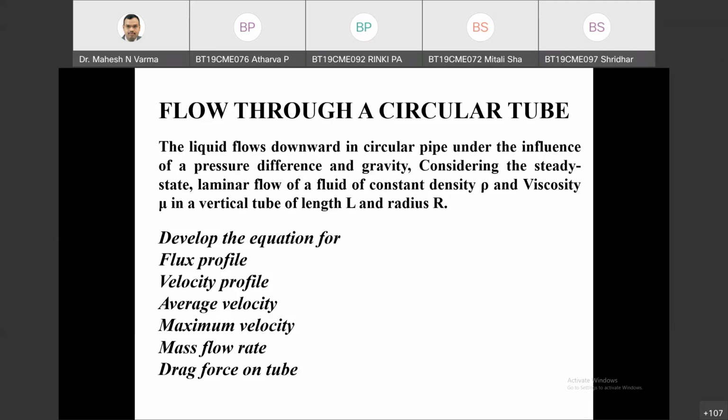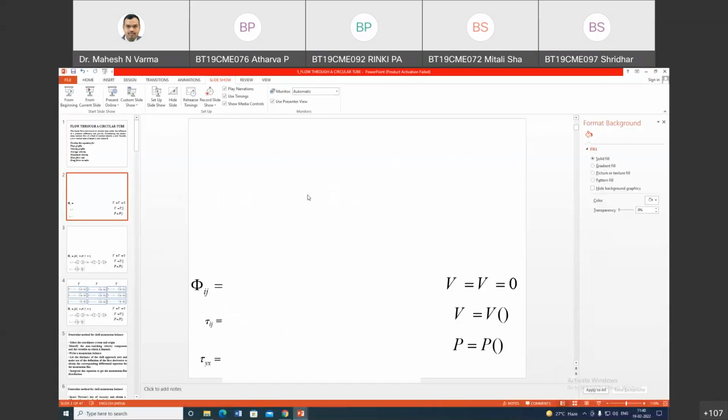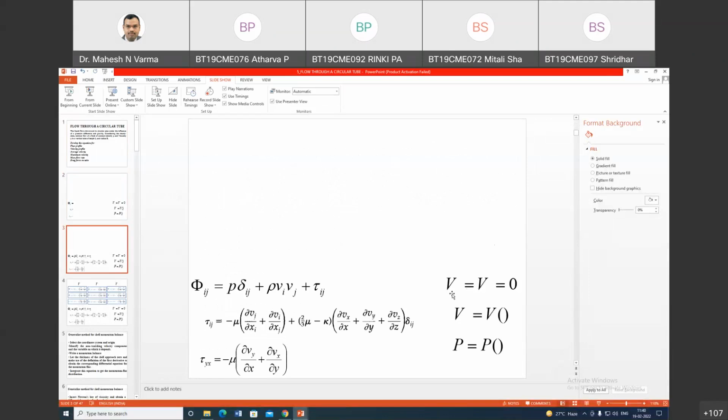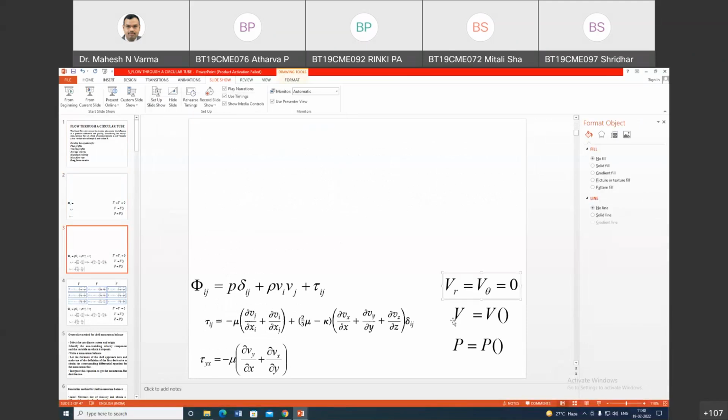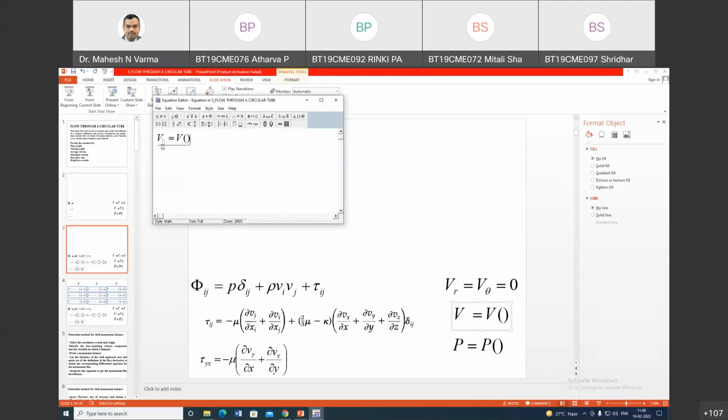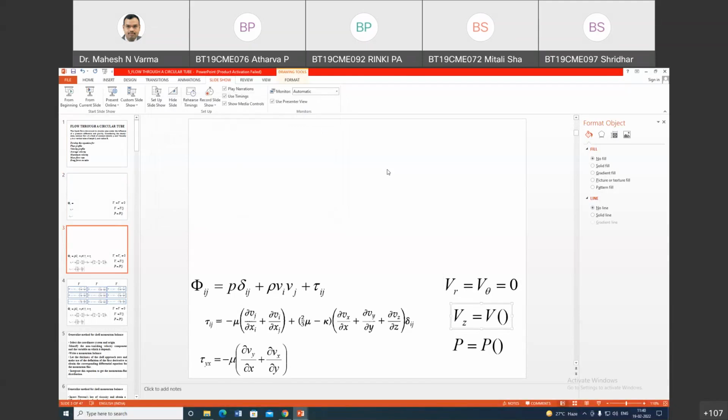So this is what you can write here: Vr equals 0 and V theta equals 0, and Vz equals non-zero. Now, whether Vz is a function of r, theta and z.